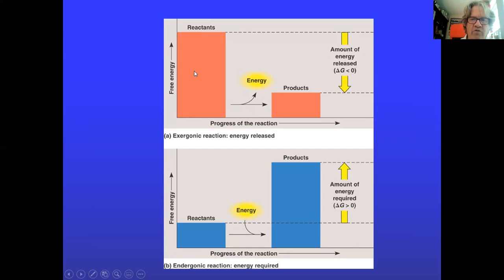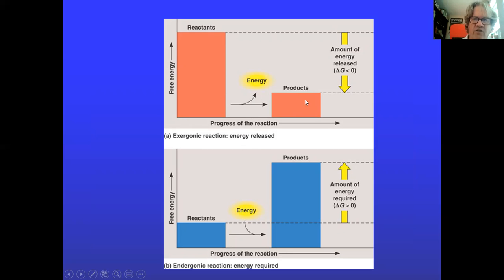Remember, the free energy state of the initial product, sorry, of the reactants, would be higher than the final energy state of the final product, right? This is called an exergonic reaction. Exergonic, learn that word, exergonic. This means a reaction that releases energy in the process.